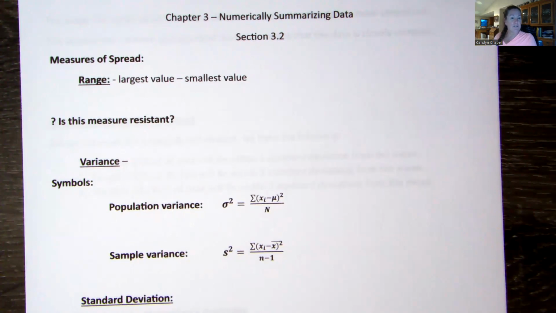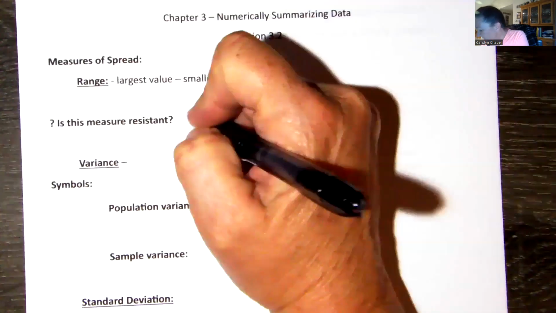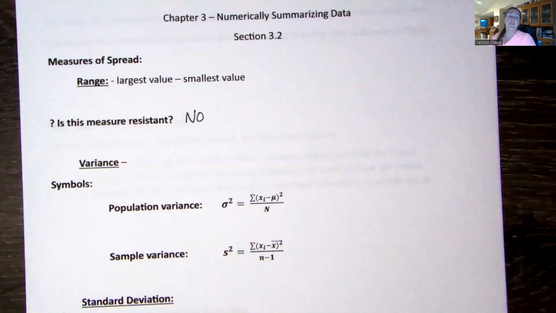And then I do have a question. Is this measure resistant? Now, I want to remind us what resistant means. It means if we have an outlier, something incredibly large or incredibly small, is that going to affect our measurement? In this case, since we take our largest value minus our smallest value, if we have a really large value, yes, this is going to affect it. So this guy is not resistant. Any large or small values will change that amount dramatically.